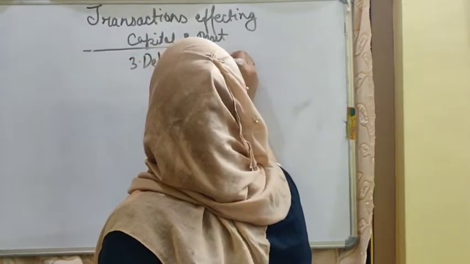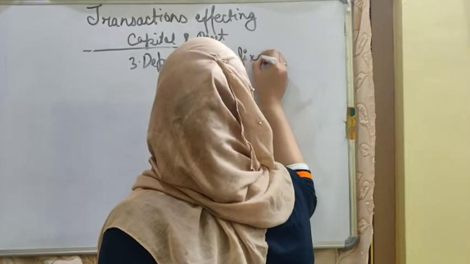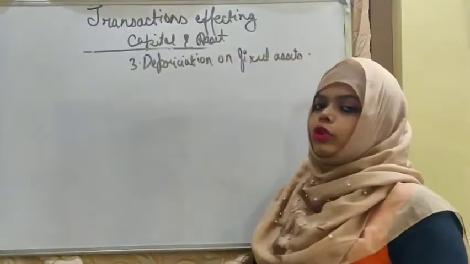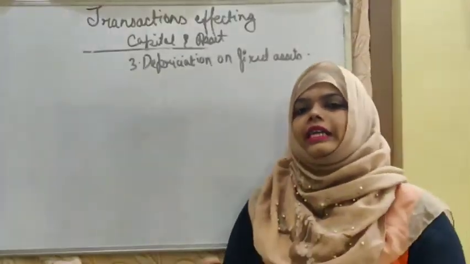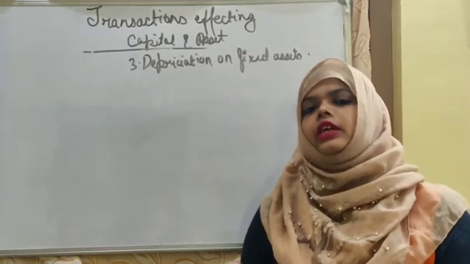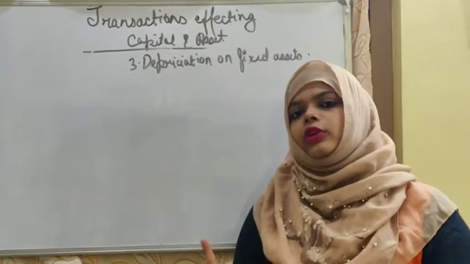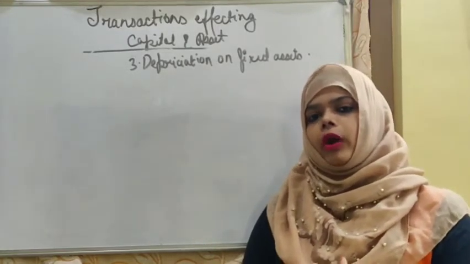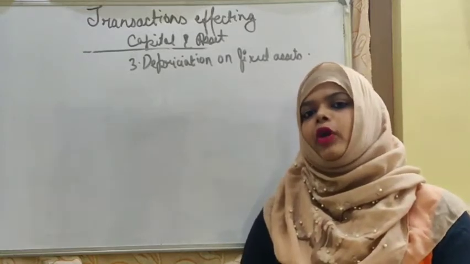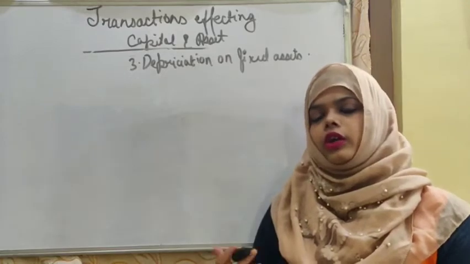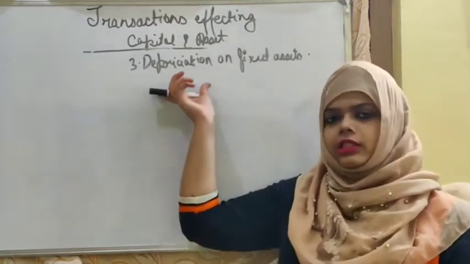Depreciation on fixed assets. Now what do we understand by the word depreciation? Depreciation is nothing but a decrease in the monetary value of a fixed asset because of the passage of time, because of usage, and because of new technology involvement. So that is depreciation.